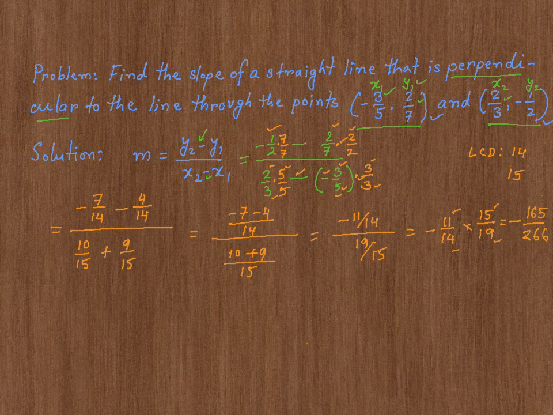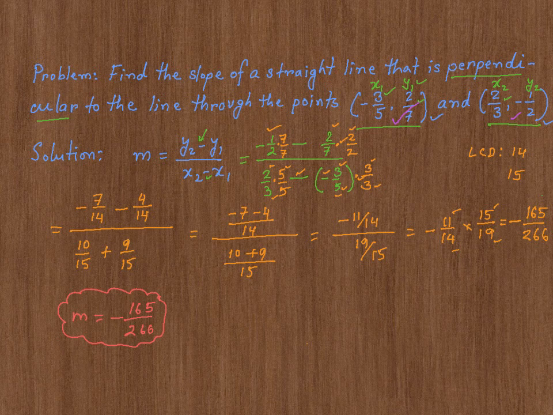If we multiply them, we get negative 165/266. So the slope of the given line, the slope of the line that goes through this point and this point, is actually going to be m is equal to negative 165/266. That's the slope of the given line.